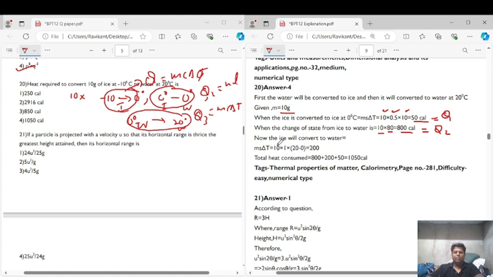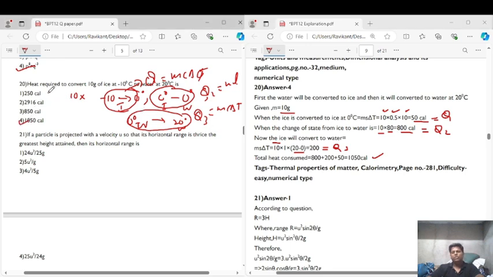So mc delta T, mass is 10 gram. Change in temperature is from 0 to 20, so it is 20, and the specific heat capacity of water is 1 calorie. Putting this value, we get your Q3 is equal to 200. This is Q3. The total heat supplied will be equal to Q1 plus Q2 plus Q3. That is 800 plus 200 plus 50. So it will equal 1050 calories. So the correct answer for question number 20 is 1050 calories.